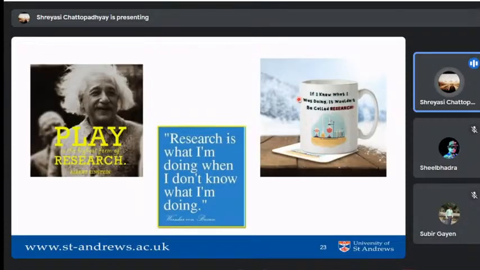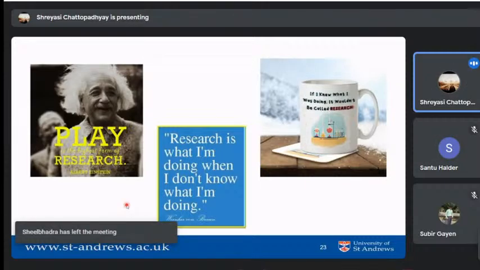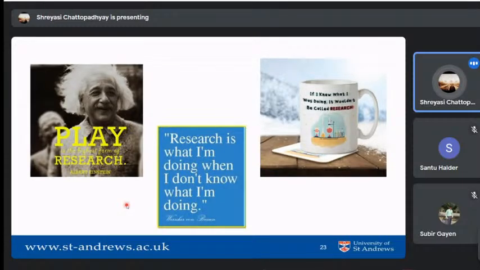I would like to finish with a famous quote. Einstein said, play is the highest form of research. So if you play with your mind and chemicals while working in chemistry labs, you might end up with some outstanding results. I hope some of you can come to a research career in future.